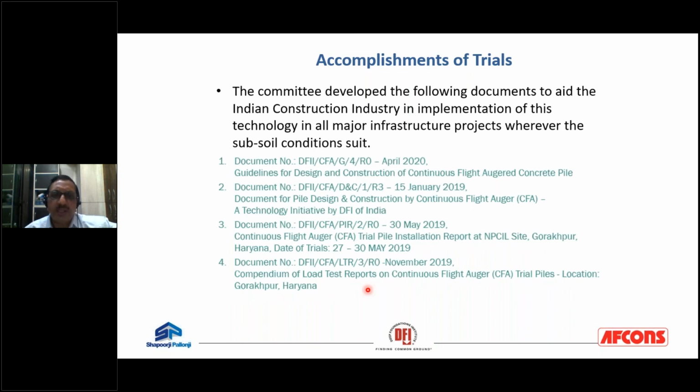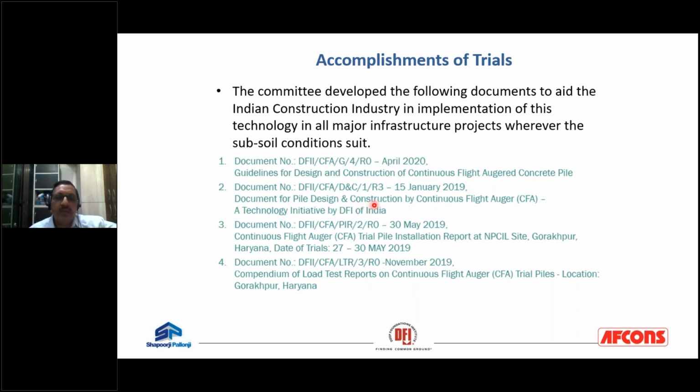We have come up with 4 important publications that will serve as a guideline for the Indian masses, particularly the geotechnical engineers and aspiring designers who need to design the CFA piles. The guidelines that are ready are a design and construction guideline for CFA pile. This is a form of a curtain raiser for a draft Indian 2911 code.